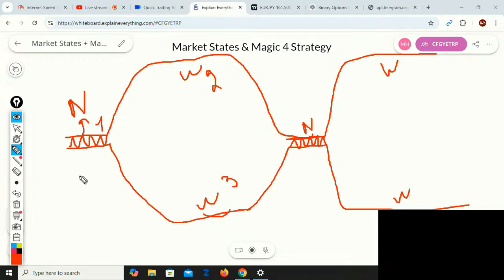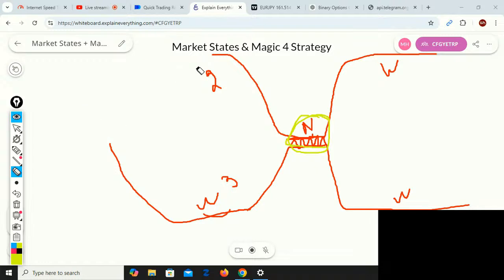So whenever you are in a narrow state such as this case over here, this is what you should be looking for: binary options, forex, stocks, crypto, anything that has a chart. So here we have a narrow state and here we have a narrow state. Now let me explain what are the indications for you to take your trade whenever you are in a narrow state.